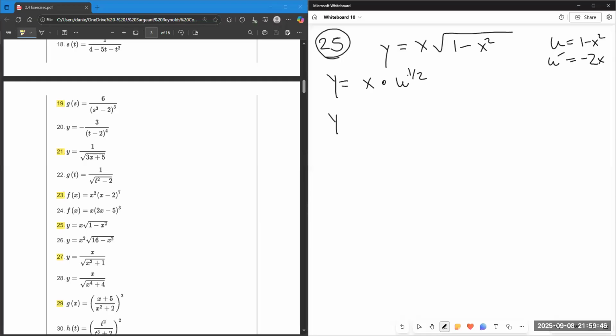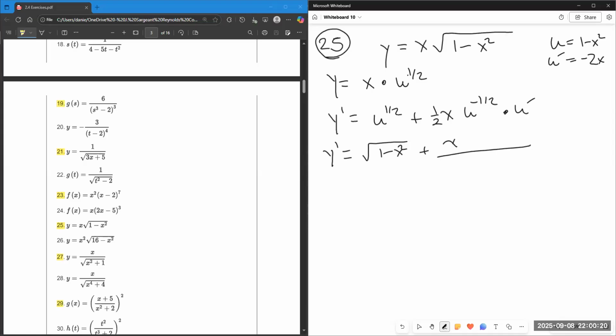So y prime is derivative of the first part, leave the second part alone, plus derivative of the second part, leaving the first part alone. And don't forget to multiply by the derivative of u because of the general power rule. So y prime is going to be u to the 1/2. So that's root 1 minus x squared plus x times a negative 2x. These are my things that are in my numerator.